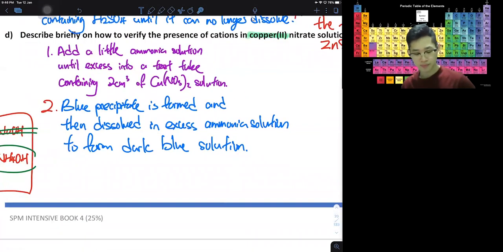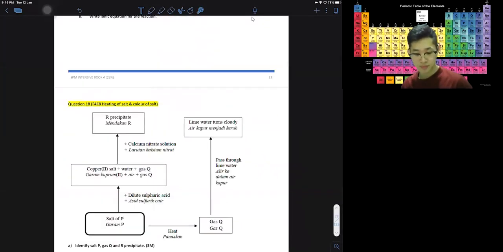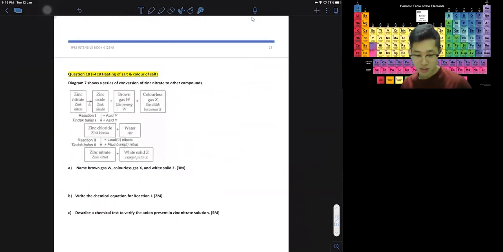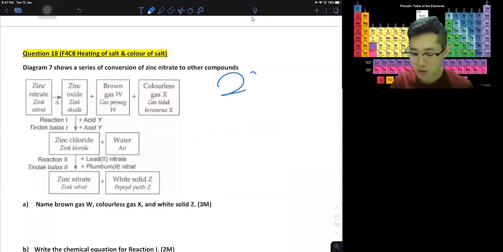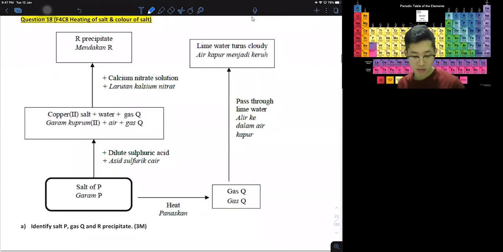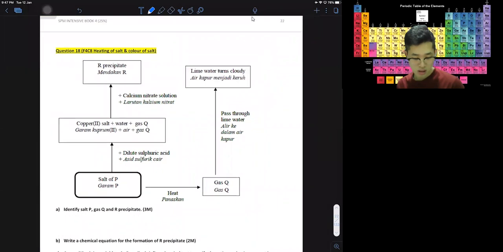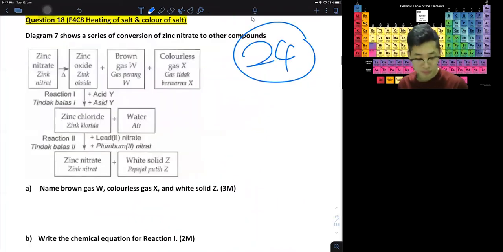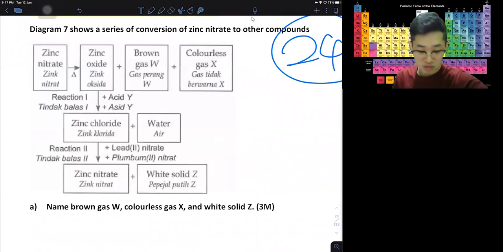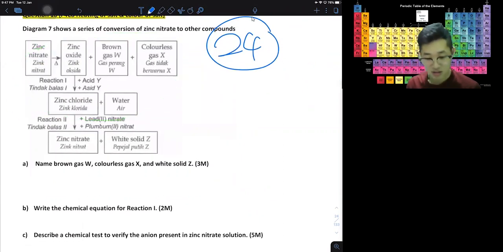Next question. The next question, we do page 24. Okay, page 24, let me look at this. One minute, solve the chart. And then they tell you some information here.